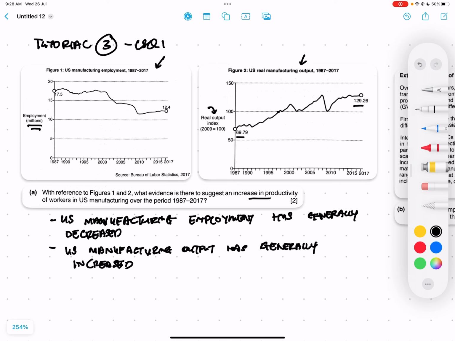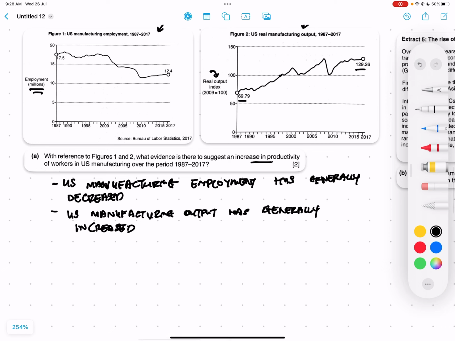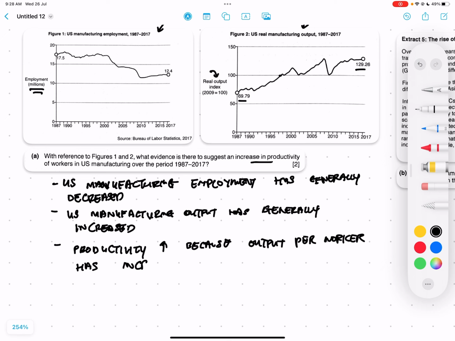Actually, you can see that there are two implicit data response questions within here. We take this and then try to interpret it. Output has increased despite falling employment. This means that productivity has risen because you need fewer workers, but somehow you are able to produce more. It has increased because the output per worker has increased. Okay, so this is part A.